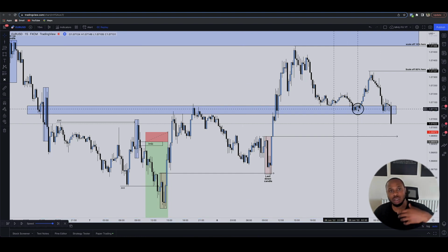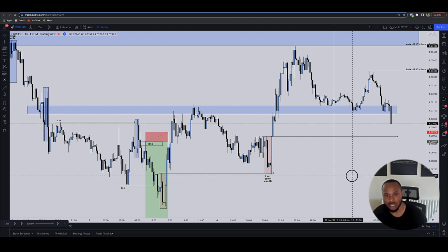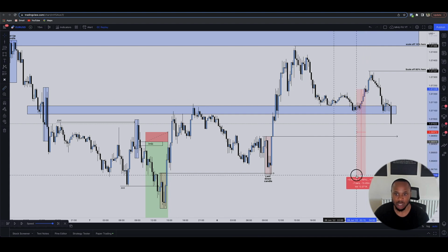So when the retail participants were getting in at this level because of this engulfing candle right here, they would have had a really large stop loss. They could have even put a stop loss beneath this low. If they jumped in from the engulfing candle all the way down to this low, that's 50 pips.